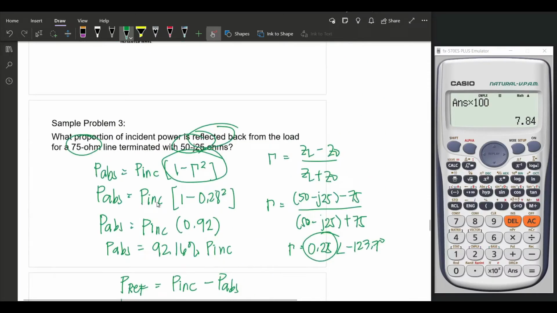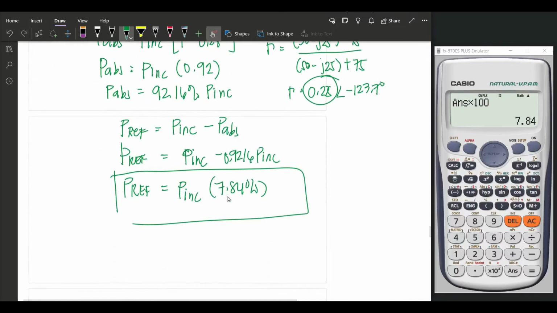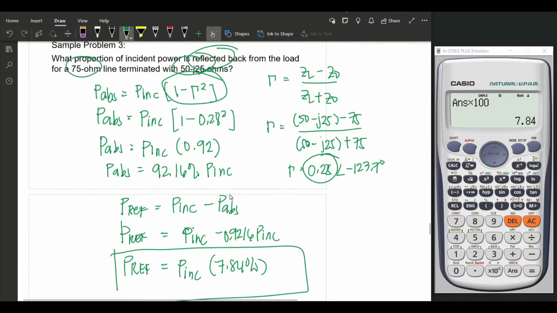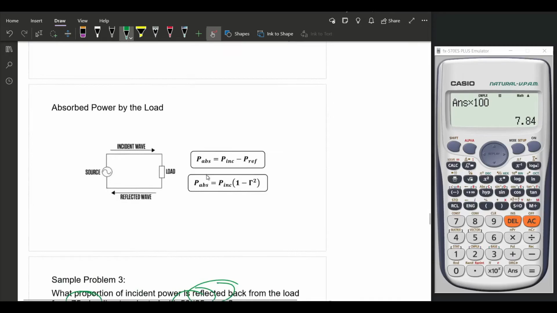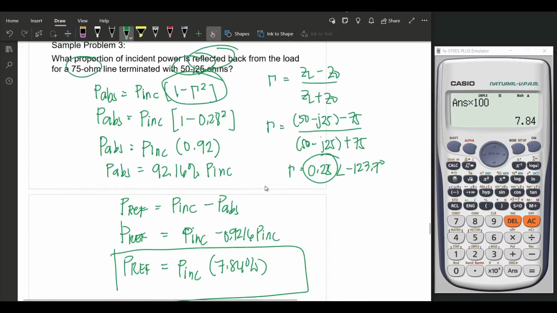Okay? So, again, kapag hindi match, kagaya nito, 75 ohms kasi siya, so 50 minus J25 yung load mo, so hindi sila match, so obviously there will be a reflection. Okay? So, and the amount of reflection is 7.84% ng incident. And so, ganyan mo kukumpitin yung reflection and yung absorb. So, using this equation. Okay?